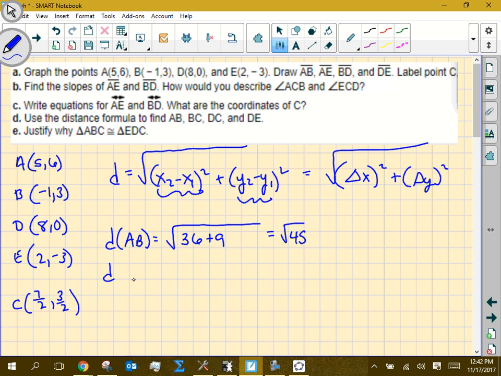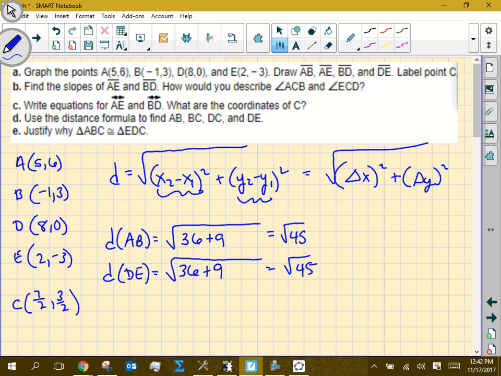Let's go find the distance between D and E first. DE will be a little bit easier. Find the distance between D and E. 8 minus 2 gives me 6. Square that, 36. 0 minus -3 squared is 9, right? And that gives me a radical 45, correct?